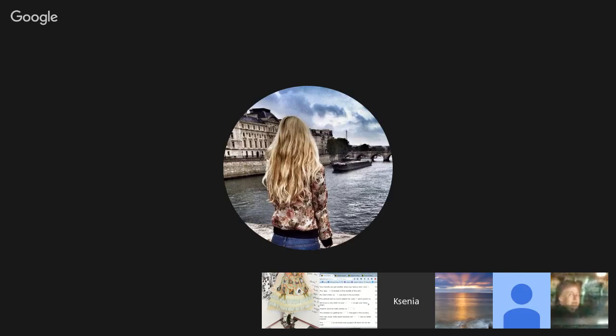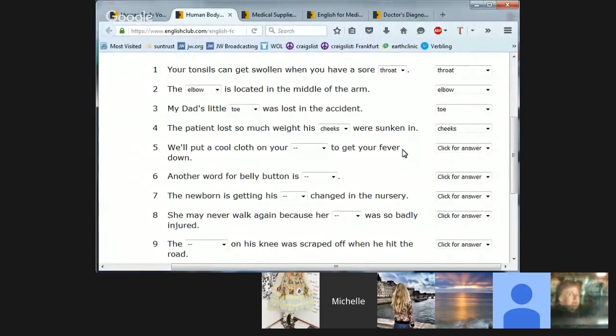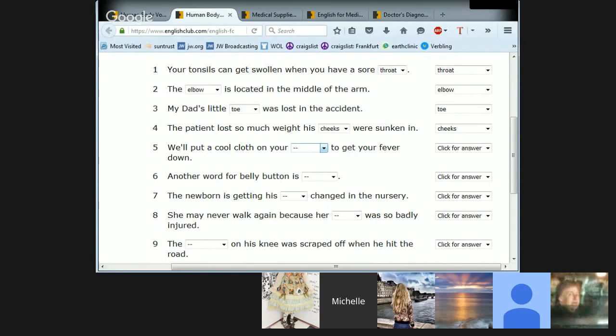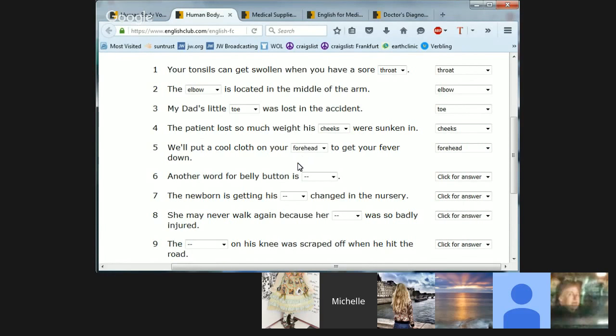All right. Bakri, can you try number five? We will put a cool cloth on your forehead to get your fever down. Okay. Yeah, on your forehead. Very good. So the options were knees, tongue, teeth, or forehead. It's something that our mother always did too at our house. She would put a cloth in the freezer, and then she put it on our head.